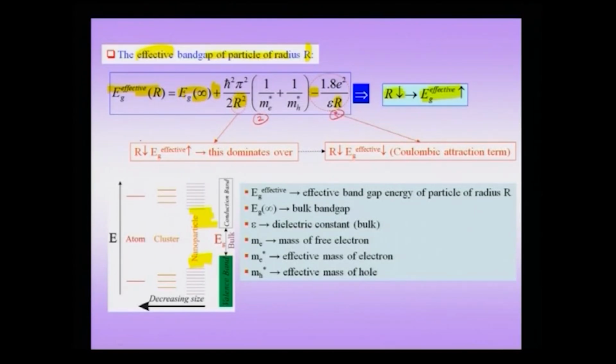The second term tells you that as r decreases, the E_G effective has to increase. The third term, the Coulombic attraction term, tells you that as r decreases, the E_G effective has to decrease as well. But as you can see, the second term has an r square dependence, therefore, this term dominates, and overall the band gap energy increases as you decrease the size or as you confine the semiconductor. These other terms are all constants which we have dealt with before.